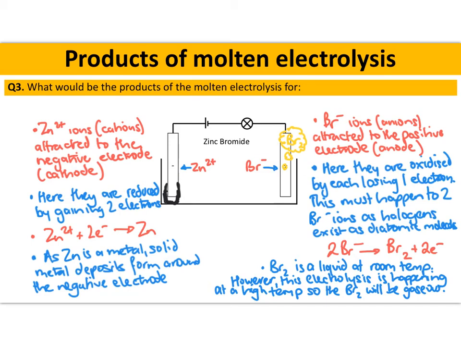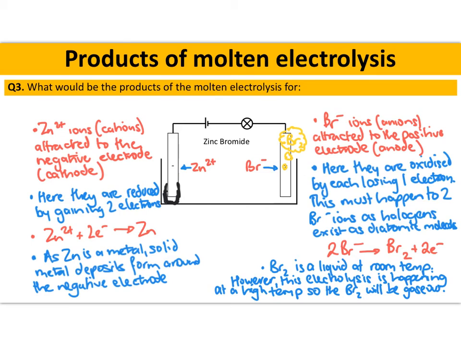So bromine is a liquid at room temperature. However, here we're doing molten electrolysis, and we've melted an ionic compound. And we know that ionic compounds have high melting points. That was something that we learnt in the second unit in structure and bonding. So the electrolysis here is happening at a high temperature, and that temperature is easily high enough for the bromine to be evaporated and to become bromine gas.